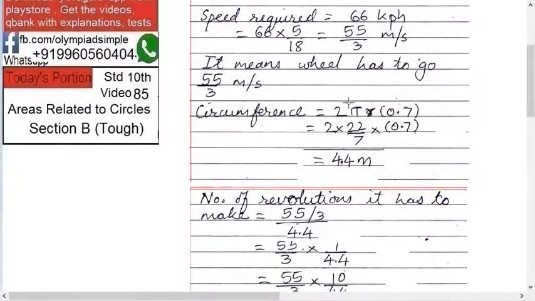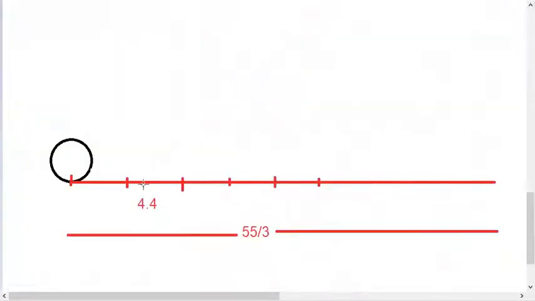So circumference is what? 2 pi r. So 2 into 22 by 7 into 0.7, that is 4.4 meters. Now what is this 4.4 meters? It is this smaller distance, 4.4, 4.4, 4.4. Means how many 4.4 are required in this 55 by 3? That's what the question is.